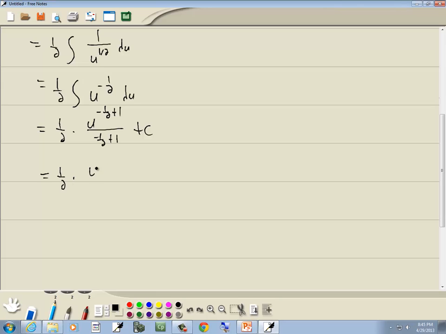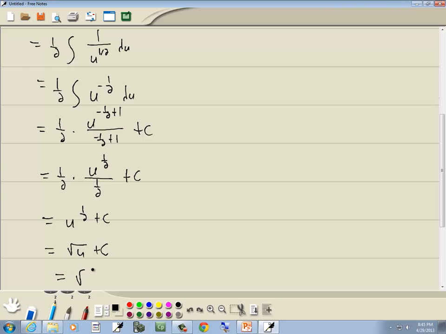Now negative 1/2 plus 1 gives us positive 1/2. Now notice something here. I got 1/2 here, I got 1/2 in my denominator. Those are going to cancel. And we got u to the 1/2 plus c. u to the 1/2 is the square root of u plus c.